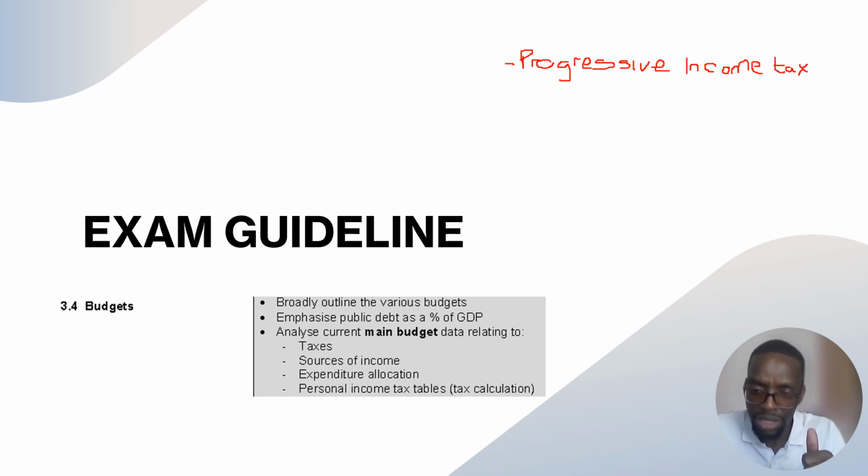But one thing that you need to remember is our system that we use in South Africa is called the progressive income tax system, and what it does is, those people that earn more money, they pay more in terms of taxes, and those that earn less money, they pay less in terms of taxes.